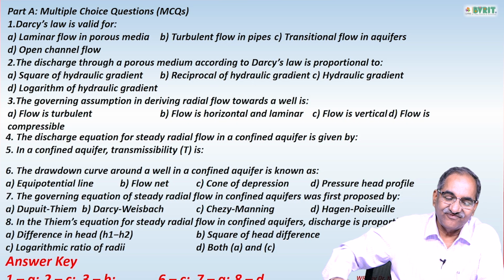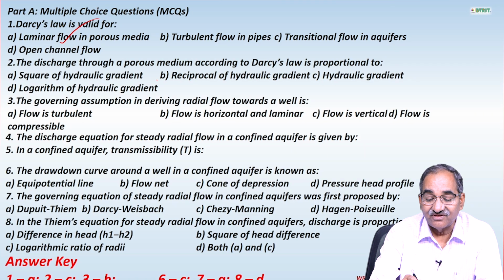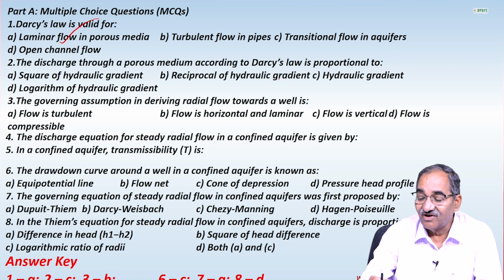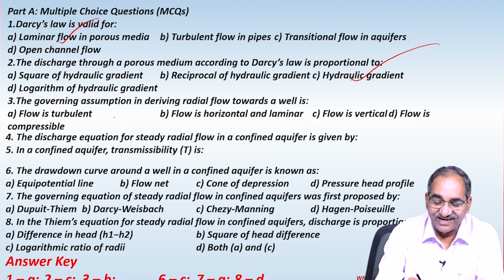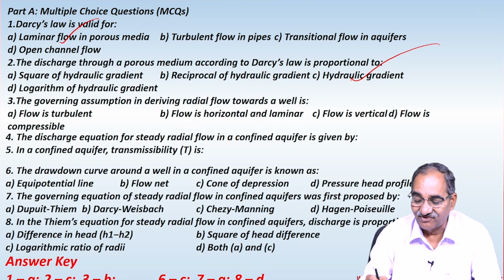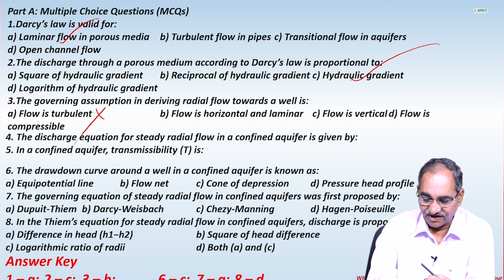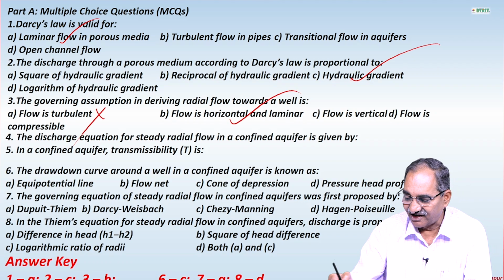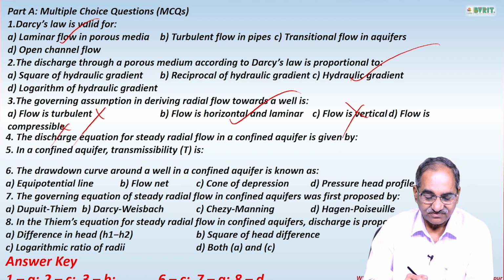Darcy's law is valid for which flow, gentlemen? Laminar flow. The discharge through the porous media according to Darcy's law is proportional to what? Hydraulic gradient. The governing assumption in deriving the radial flow towards a well: flow is turbulent, no. Flow is horizontal and laminar, correct. Flow is vertical, no. Flow is compressible, no.